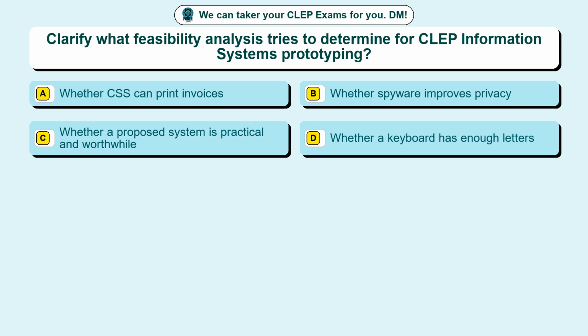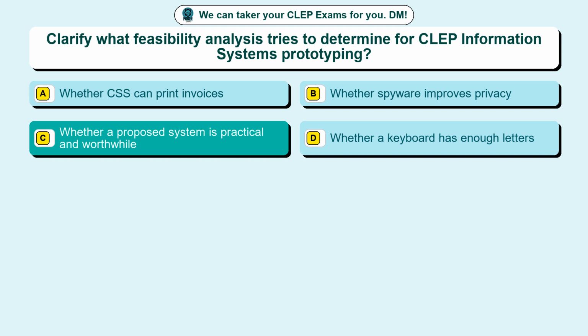Question 65. Clarify what feasibility analysis tries to determine for CLEP Information Systems prototyping. Option A. Whether CSS can print invoices. Option B. Whether spyware improves privacy. Option C. Whether a proposed system is practical and worthwhile. Option D. Whether a keyboard has enough letters.